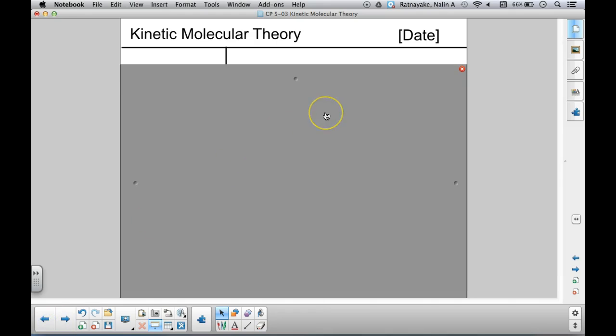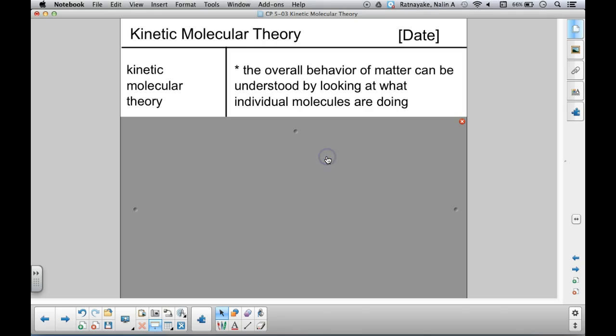So I think step one is going to be to define what kinetic molecular theory is. Kinetic molecular theory is an idea that the overall behavior of matter, and what we mean by this is things like temperature and pressure and density and other properties that we know about matter, can be explained by looking at what individual molecules are doing. So the theory says we can zoom in way far in and look at what the molecules of a substance are doing and explain these bigger picture behaviors.